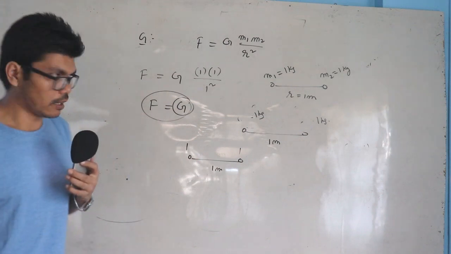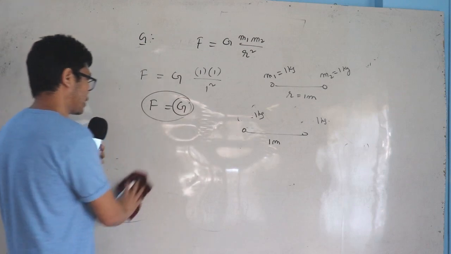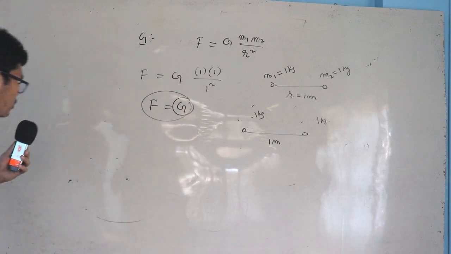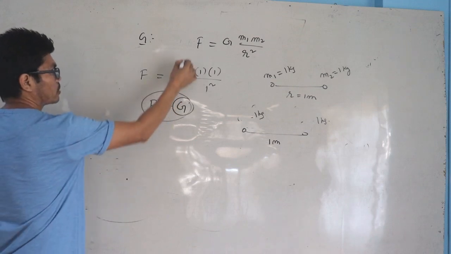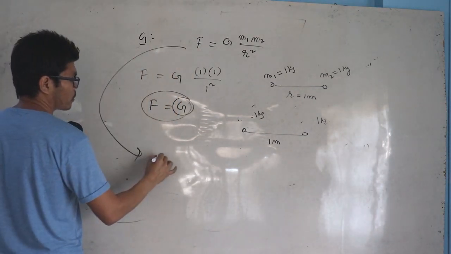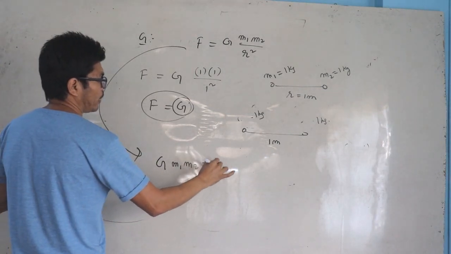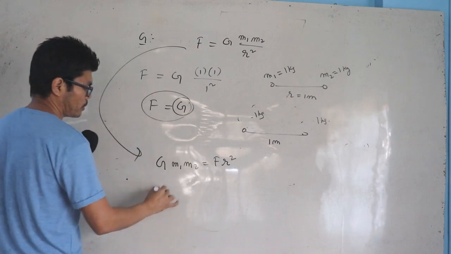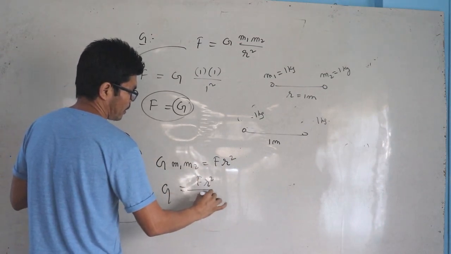So I advise you to go through the notes. Everything is written there, and this is just for explanation, and this video is not going to be long. Then let us see the unit. From this equation, you do cross multiplication. You will get G m1 m2 is equal to F r square. Then G becomes F r square divided by m1 m2.